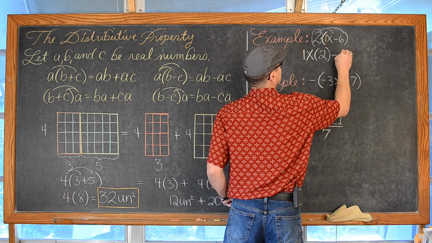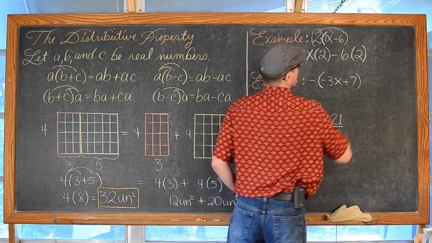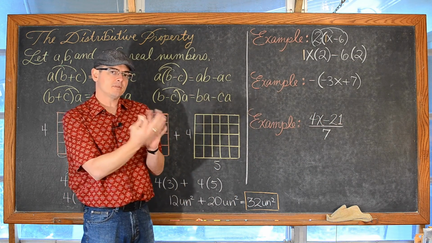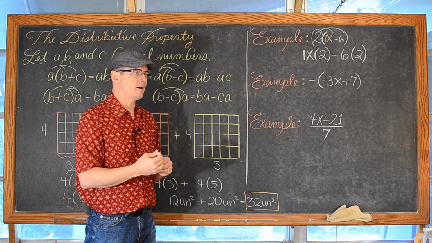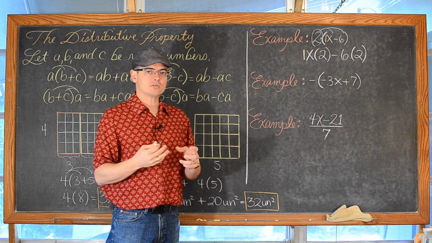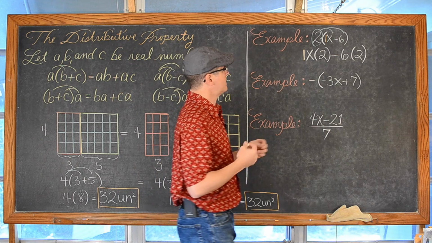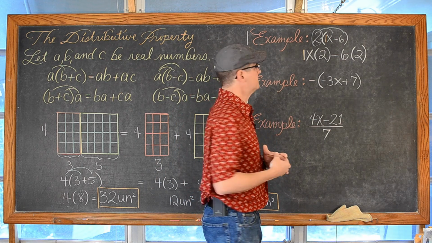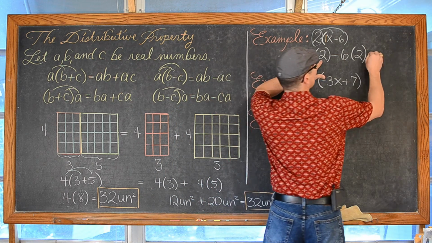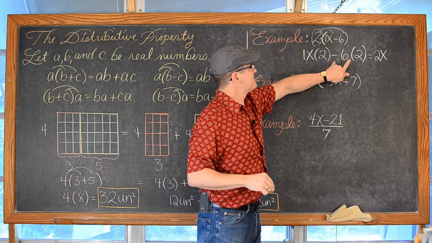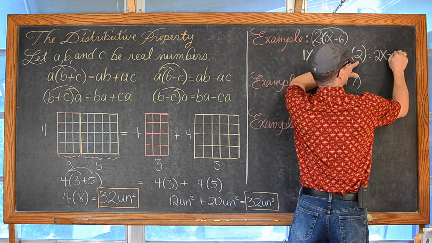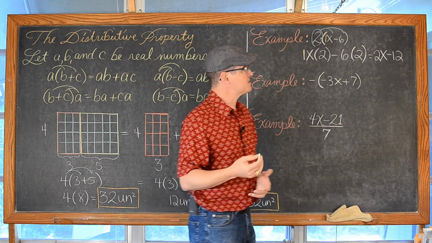times 2 minus 6 times 2. And again, with the issues with signs, I always wrap those values that I'm multiplying by in parentheses to make sure that you see that it's multiplication and not accidentally think that it's addition. So 1 times 2 is equal to 2, and don't forget the x. And negative 6 times 2 is equal to negative 12, so that problem is done.